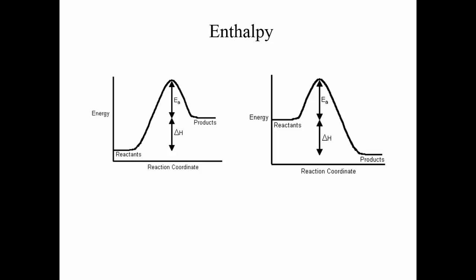For reactions that are endothermic, heat or energy is absorbed from the surroundings, meaning the reactants are at a lower energy state than the products, and the reaction is therefore enthalpically unfavorable. In contrast, reactions that release heat or energy into the surroundings are considered exothermic and therefore enthalpically favorable.